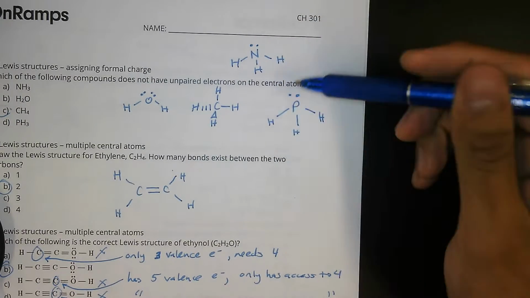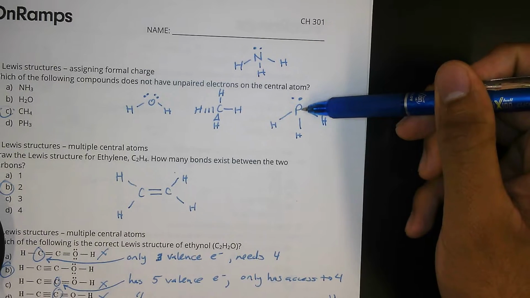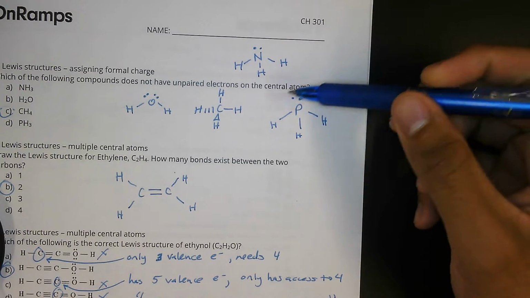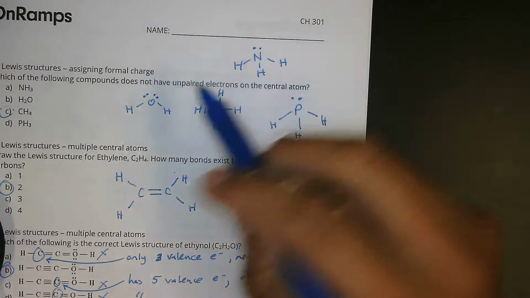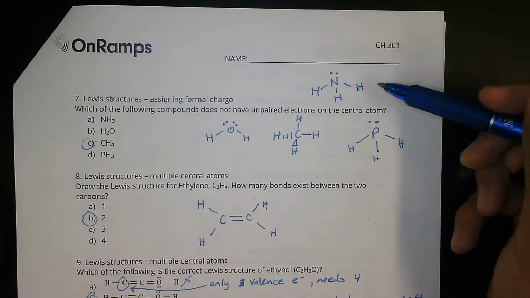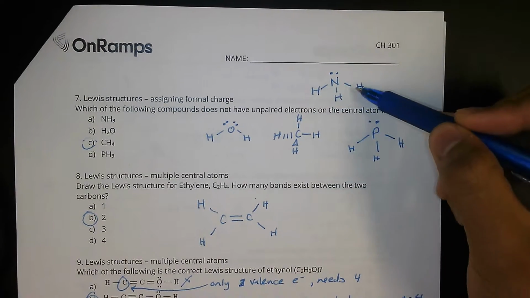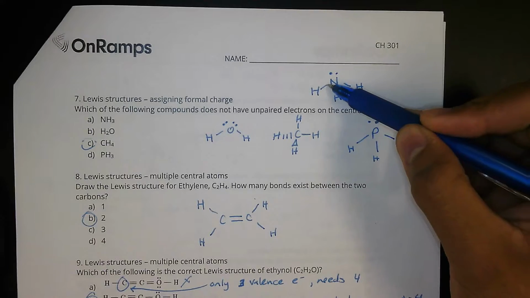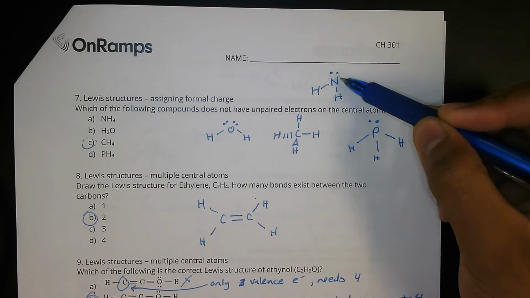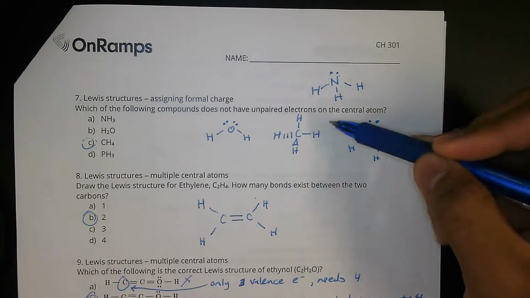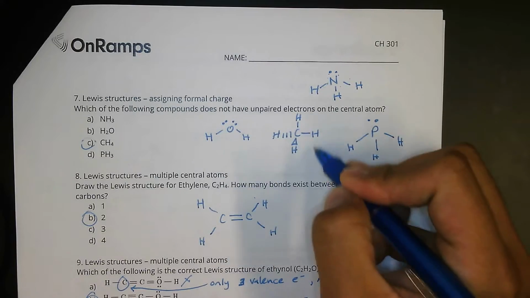If you look at PH3, each of the hydrogens has their bond that they always want, but phosphorus is actually in group 5, so it's going to want 2 extra electrons, which are going to be a lone pair as well. And then you have NH3 up here. Nitrogen again is in group 5, so it only has 3 hydrogens to share electrons with. That accounts for 1, 2, 3 of its valence electrons, so it needs a lone pair in order to account for the total 5. The one that would be the one without unpaired electrons would be this one right here.